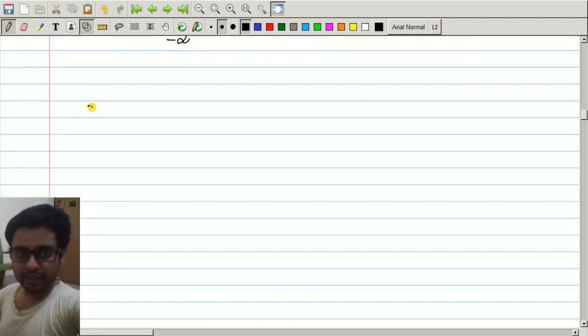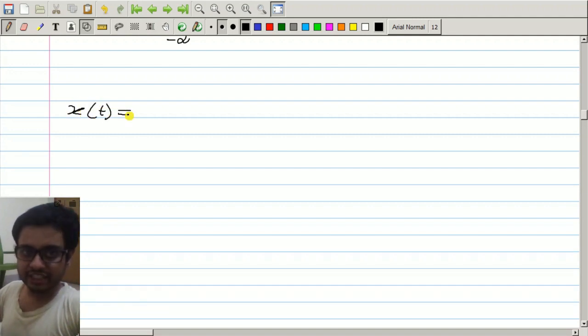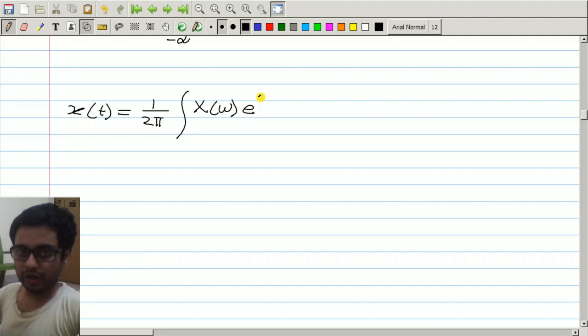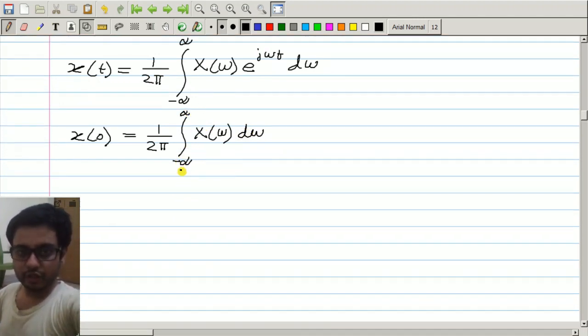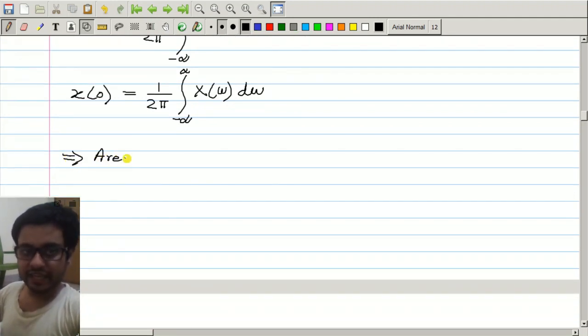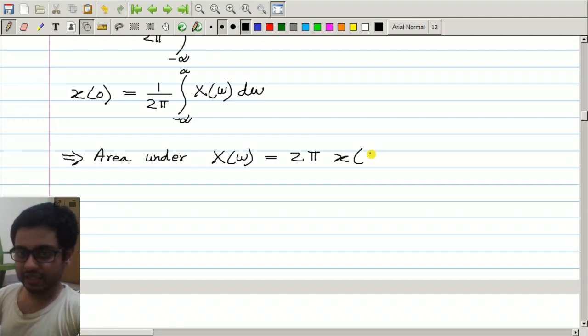Okay, and in the same way, we know that small x(t) is equal to 1 over 2 pi times the integral of capital X(omega) e to the power plus j omega t d omega from minus infinity to plus infinity. So therefore, small x(0) will be equal to 1 over 2 pi times the integral of capital X(omega) e to the power 0, which is 1, d omega from minus infinity to plus infinity. So from this you can say that the area under capital X(omega), that is this integration, is equal to 2 pi times small x(0). So that is very easy.